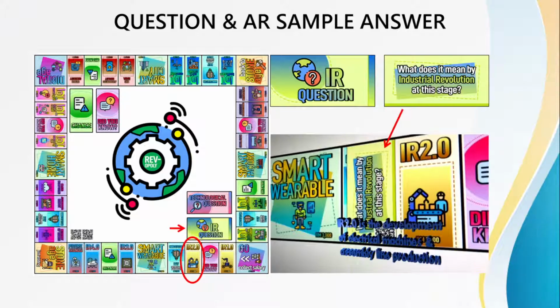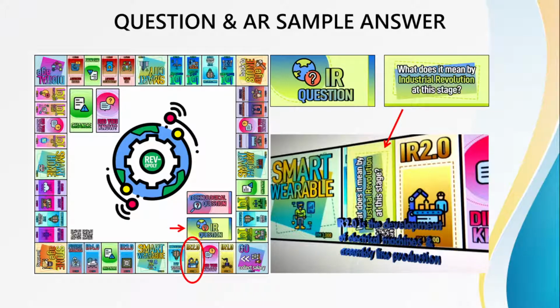The way that this game works, say that the player lands on IR 2.0 as being circled here. To buy this technology or property, the player needs to pick a card from the IR question. At the back of it, there will be a question that needs to be answered. For example, it says, what does it mean by industrial revolution at this stage? As the player lands at IR 2.0, this question refers to what does IR 2.0 mean.